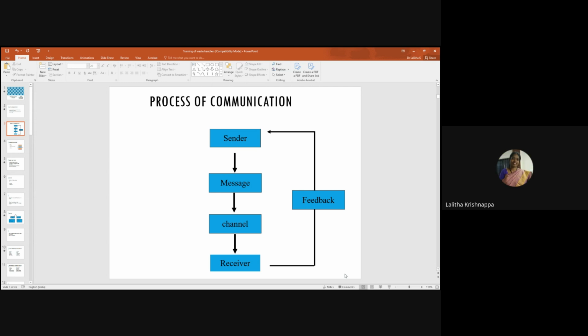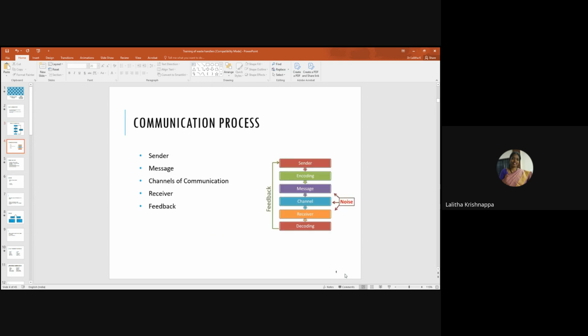So we have four different components. We have a sender, we have a receiver at another end. In between, we have a message which will move through a channel of communication. And always we must remember that communication is not a one-way thing, it has to have a loop of feedback so that it completes the process of communication. The feedback can be either positive or negative, but we need to have it so that we understand it better. So this is how it happens.